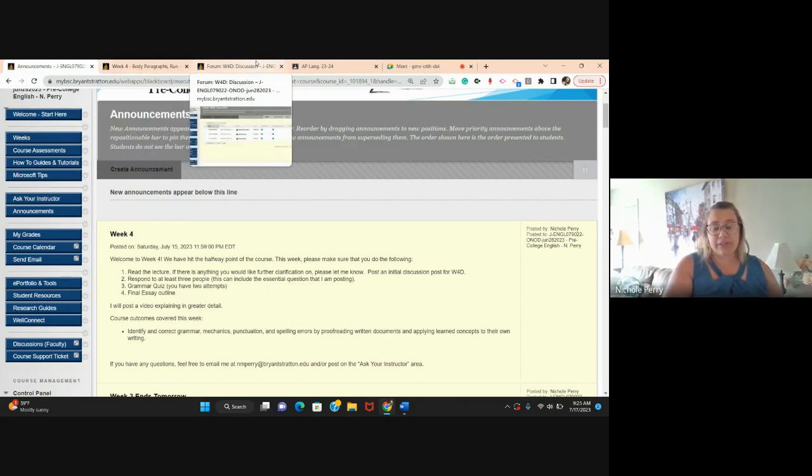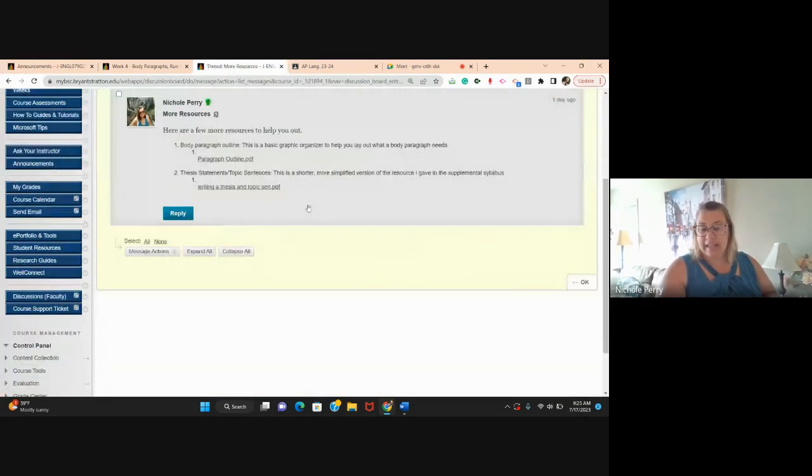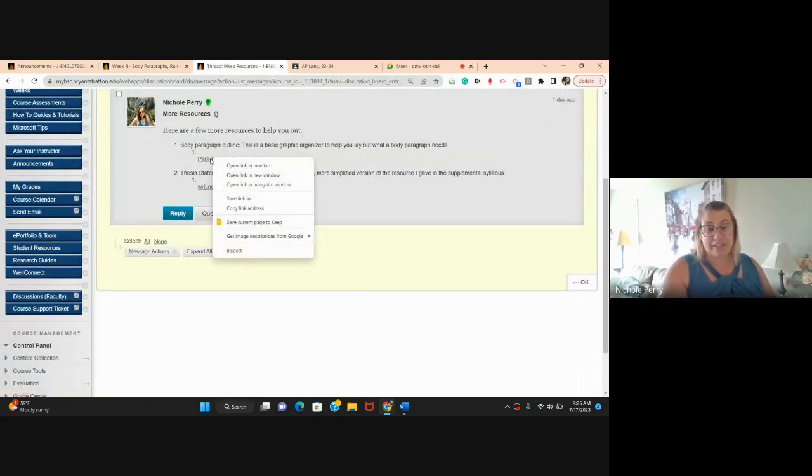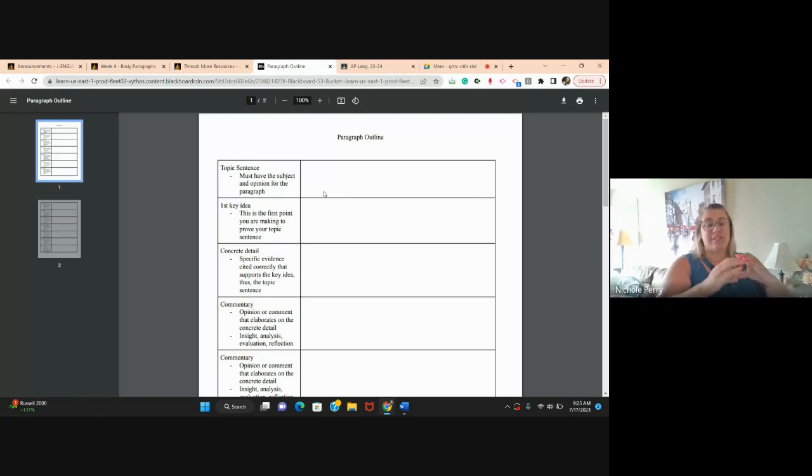I did put in the discussion area some more resources, and in that is a paragraph outline. I'm a little biased because I created it, but I think this is really helpful. It's just an outline where each one of these is basically a sentence. It's a graphic organizer. What is it that a paragraph needs? So you need a topic sentence, and I'm going to go into what a topic sentence is and what it needs.